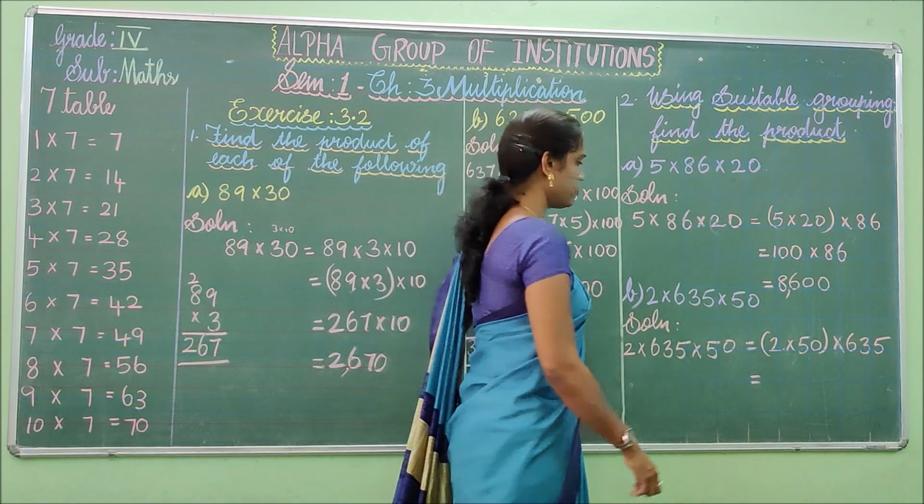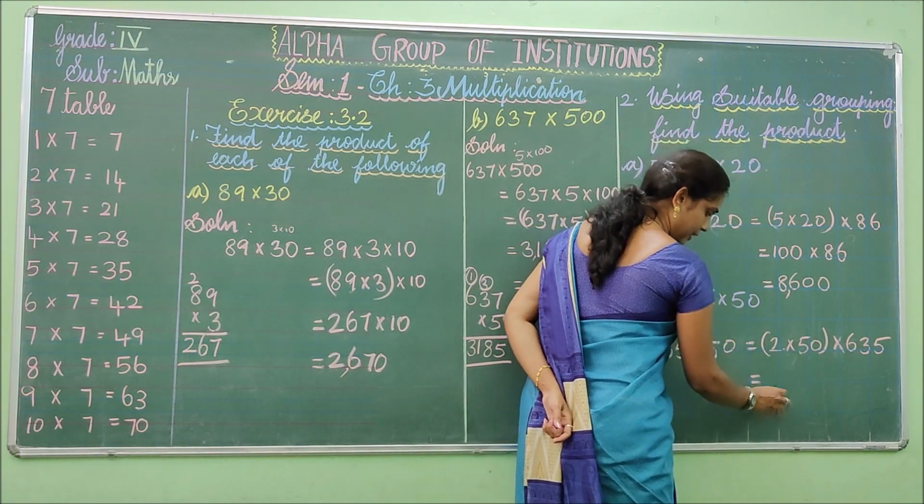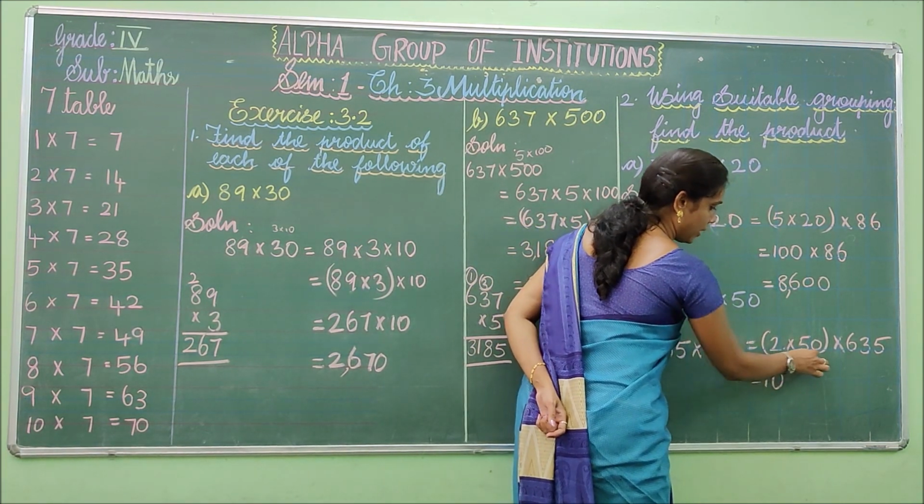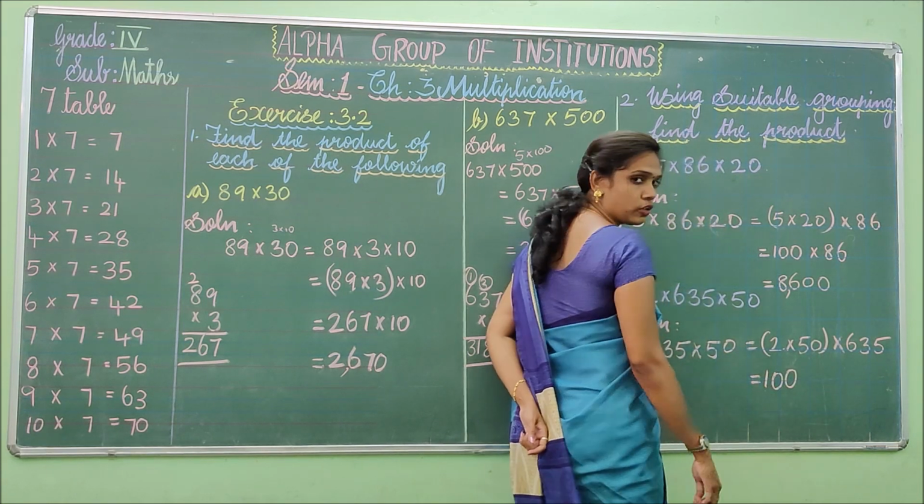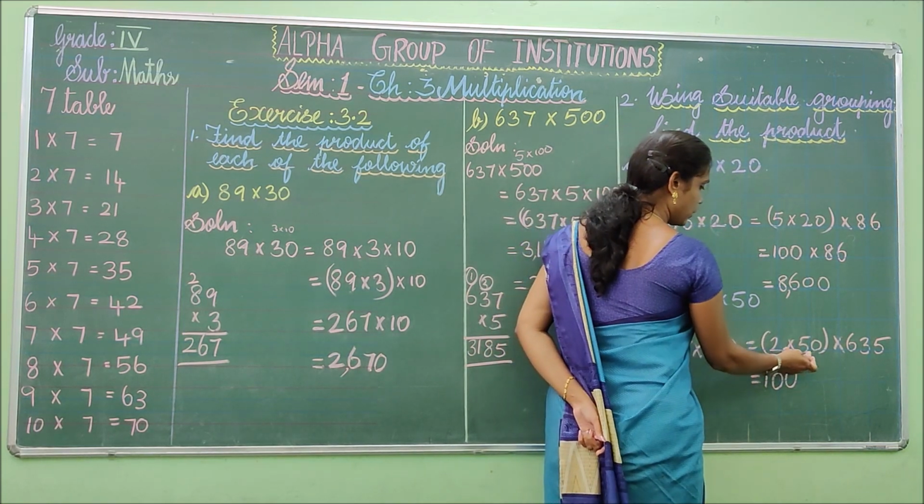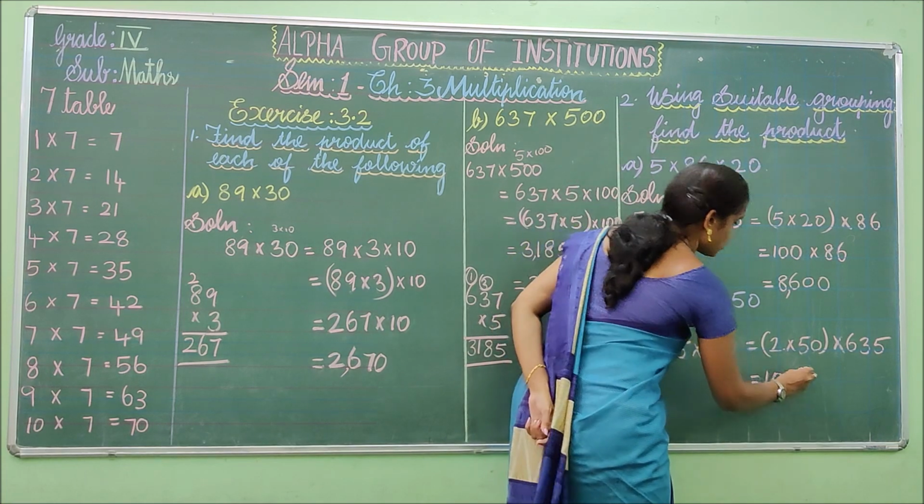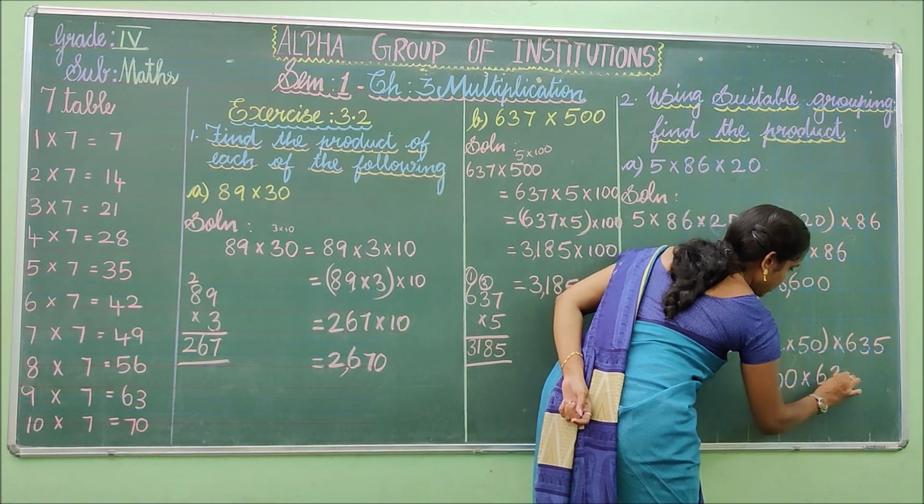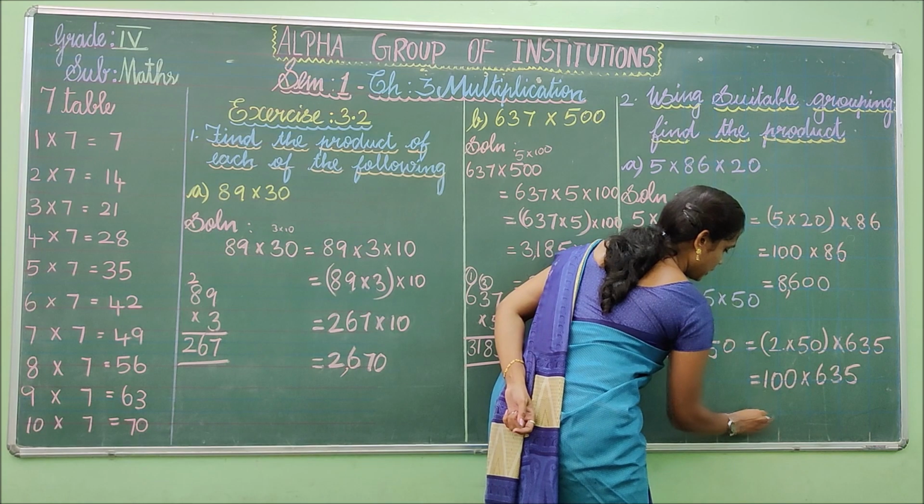Okay. So 2 into 50. So 2 5s are 10. Okay. So only one zero is here. Add that 0. So it becomes 100. So 2 into 50 is 100. So into 635. So directly multiply this one.